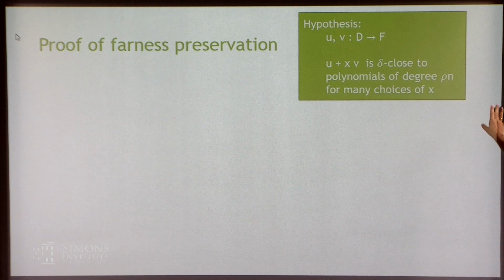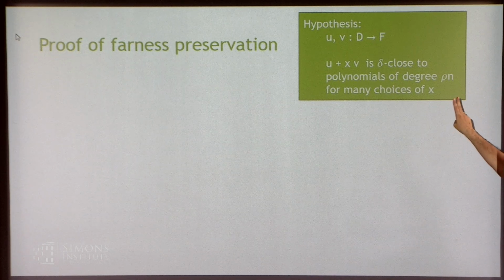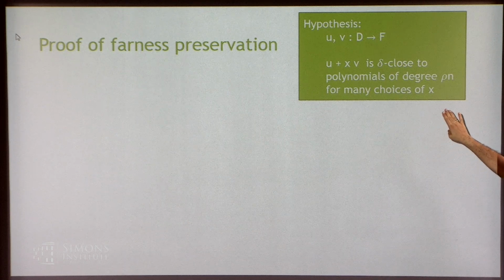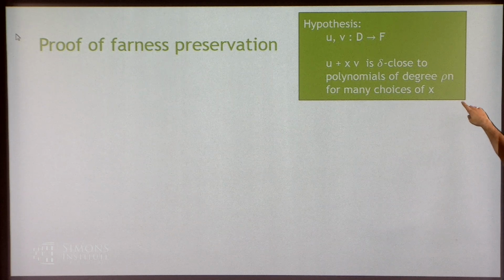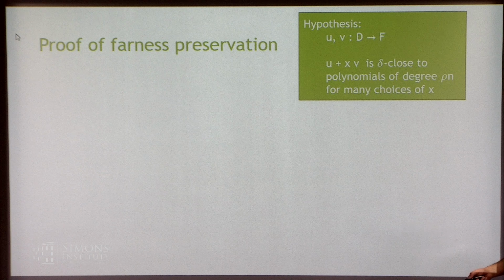Okay. So our hypothesis, we have functions u and v such that u plus xv is delta close to polynomials for many choices of x. Right? I wanted to show that if u and v are both far. Wait, did I skip a slide?